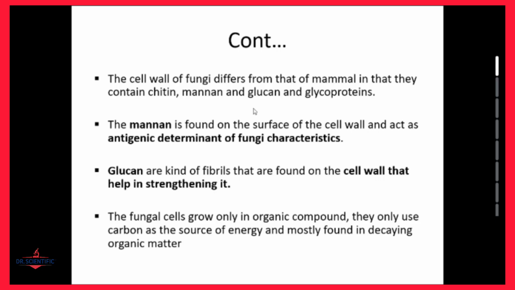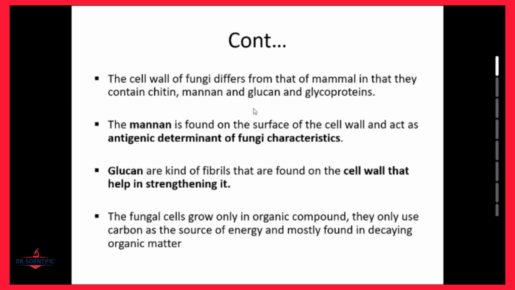The mannan is found on the surface of the cell wall and it acts as an antigenic determinant of fungal characteristics. So that is a key characteristic of fungi. For the cell wall, the key component that acts as an antigenic determinant is this mannan. So when you hear about infection, being able to attach to a host cell and cause disease, the antigenic determinant in the cell wall of a fungus is what we call mannan.